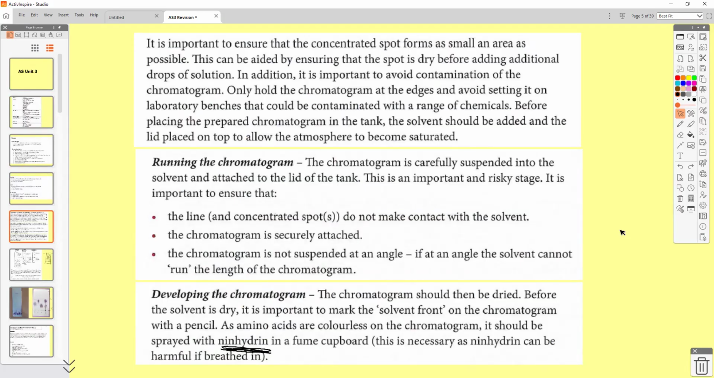Okay, so this was used for the chromatography of amino acids. So with this one, it's important that your line is drawn in pencil, okay, so it doesn't run with the amino acids or run with what you're sampling. Also, you need to make sure that the flask has been saturated with the solvent first of all, which helps then your amino acids to run properly. You need to make sure that your pencil line does not go under the solvent line. It needs to be directly above the solvent line. It should not be at an angle.